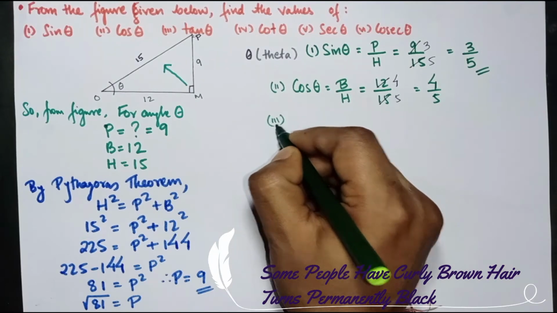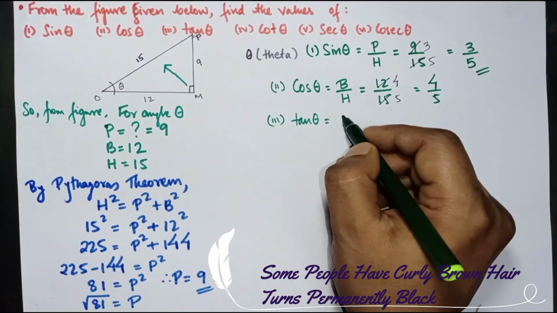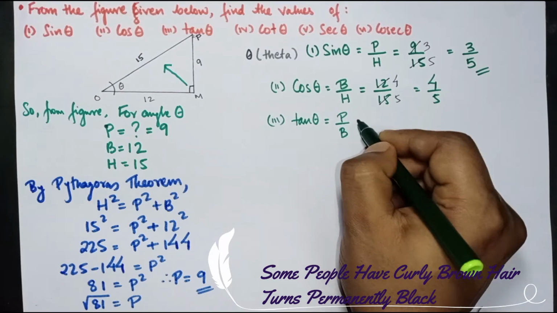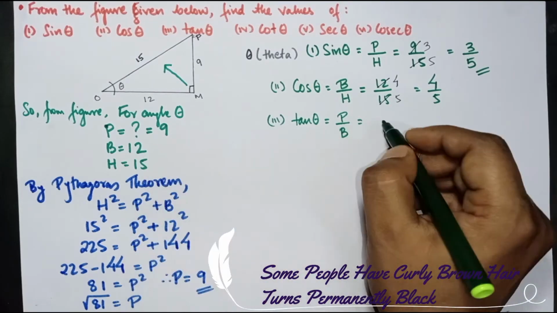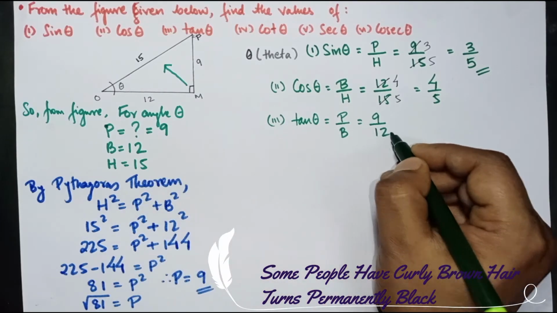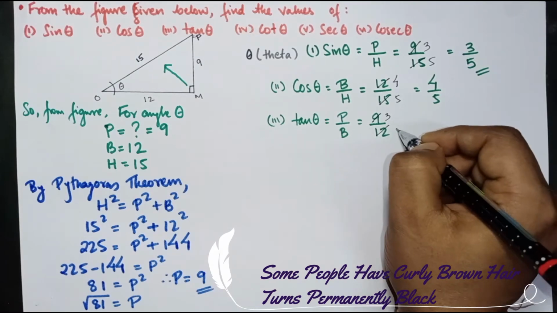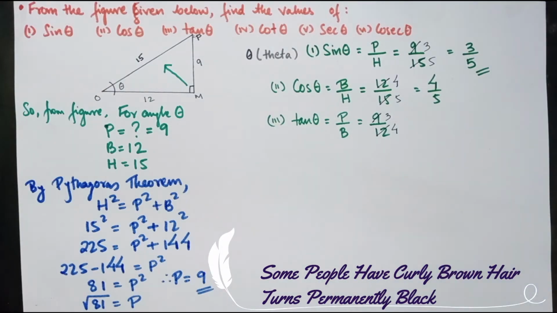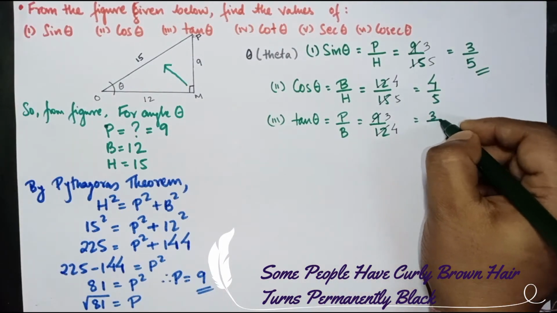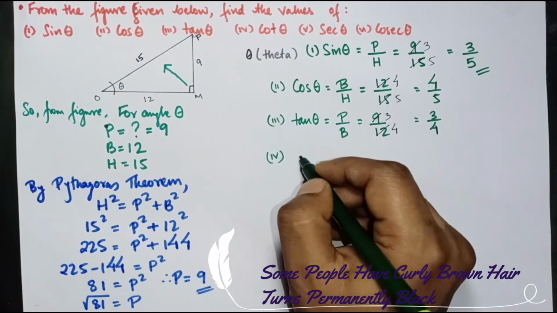Okay, so what do we have in number 3? Tan theta. So what is the formula? Tan theta is P by B. What is the value of P? P is 9. And what is the value of B? B is 12. Again it will get cancelled by 3 only: 3 3s are 9, 3 4s are 12. So how much did I get? 3 by 4.